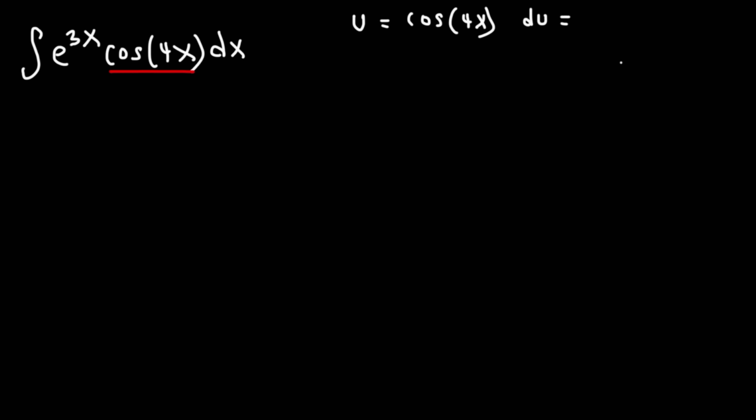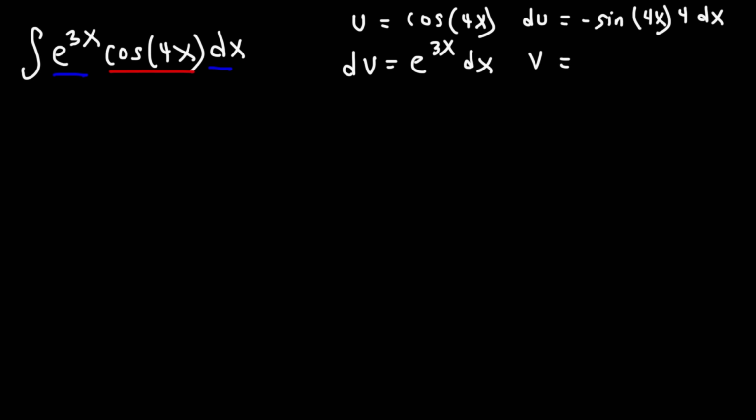du, the derivative of cosine is going to be negative sine 4x, and then times the derivative of the angle. The derivative of 4x is 4. And then we're going to have times dx. So dv in this problem is going to be e to the 3x dx.